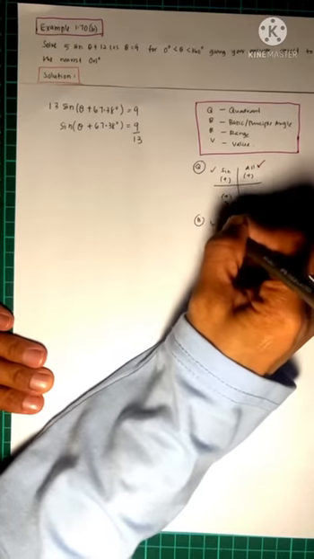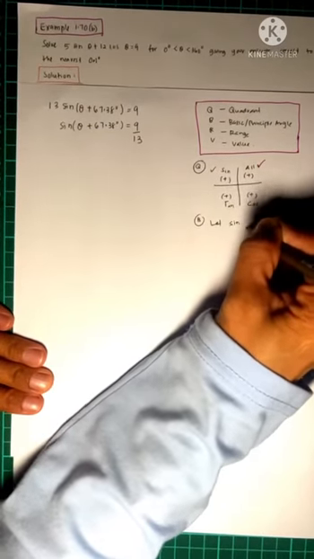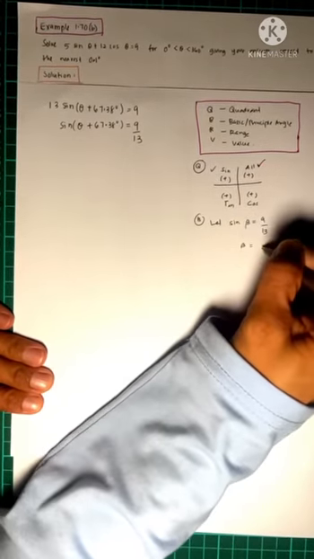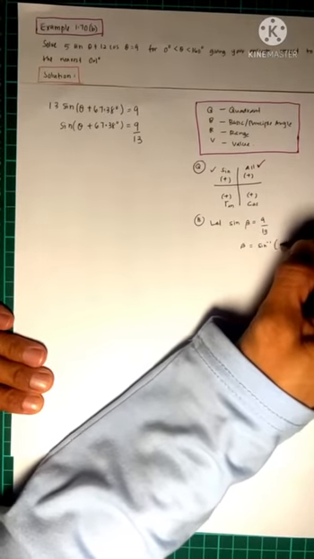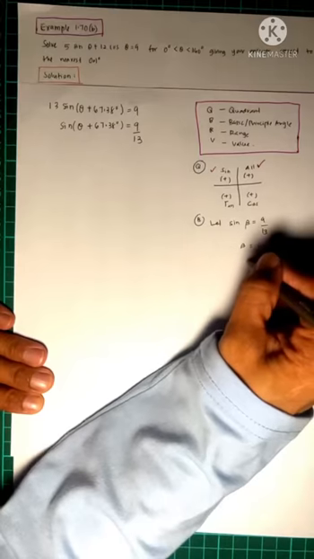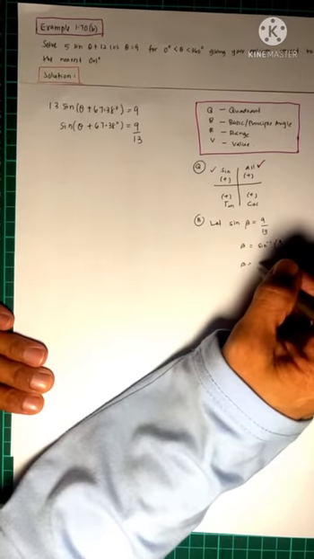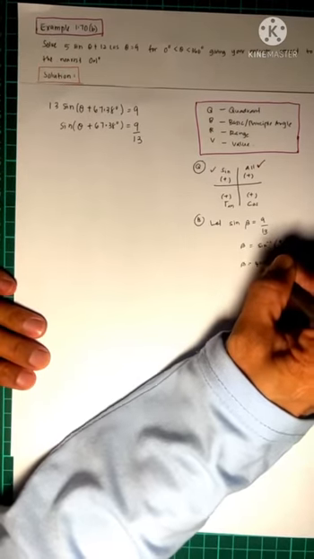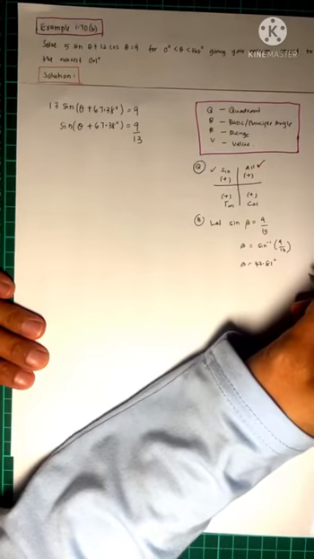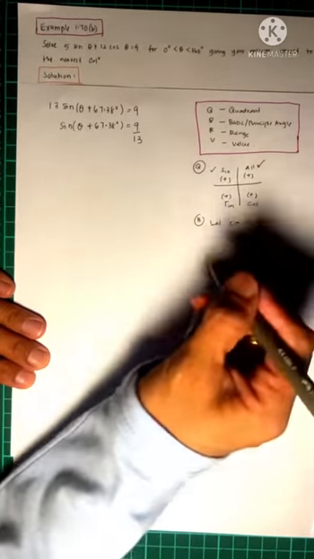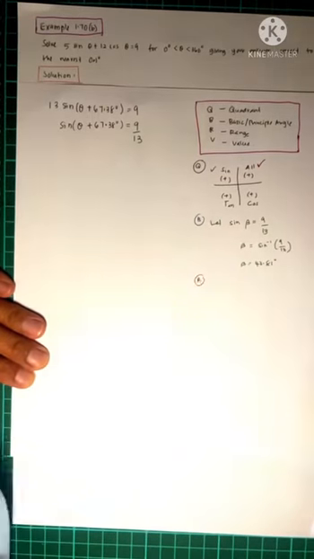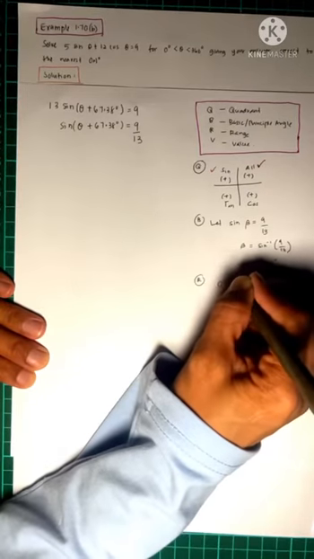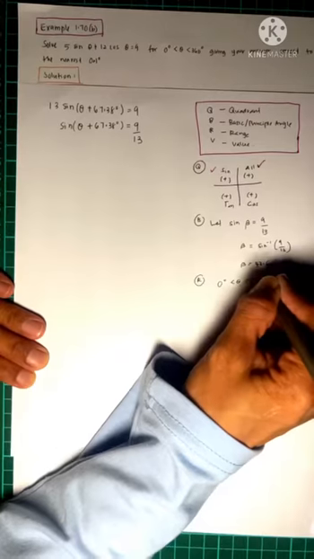So let us make our assumption, let sine beta is equal to 9 over 13. So beta is equal to arc sine 9 over 13, which is equal to 43.81 degrees, correct to the nearest 2 decimal places. Then we find the new range. The original range of the domain is 0 degrees less than theta less than 360 degrees.